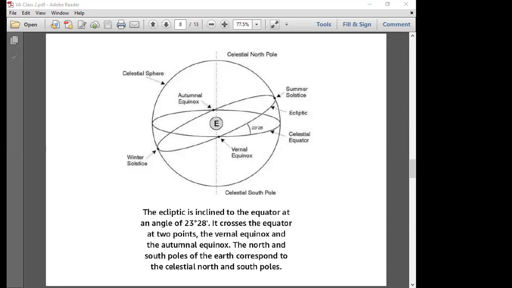Okay, seventh from the first house is the descendant or the setting sign. That is, as I said, when a particular sign was rising at the eastern horizon at the time of your birth, the opposite sign was setting in the western horizon. Okay, so this is the descendant or the setting sign, the seventh house of the horoscope.